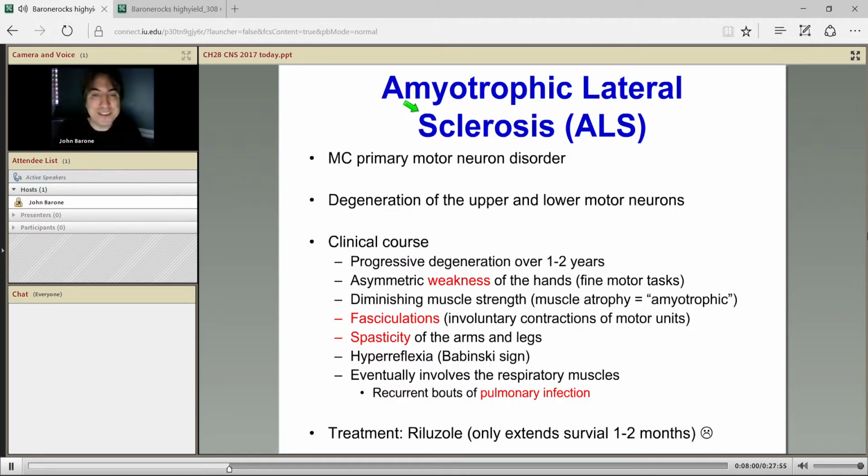Now, here's what you need to know. This is another disease that's kind of rare, but man, they love it. This is the most common primary motor neuron disorder. It's about 5,000 cases a year. That's it. 5,000 cases the entire year. But it's important. It's degeneration of both the upper and lower motor neurons with no sensory problems whatsoever. It's only motor. So upper and lower motor neurons degenerate and there's no underlying cause that we can find.